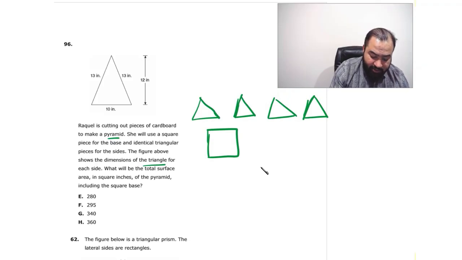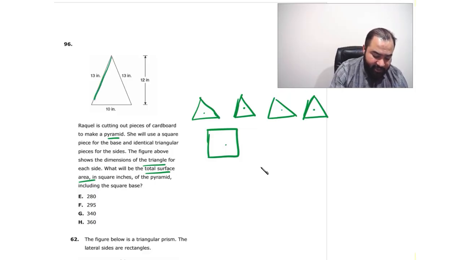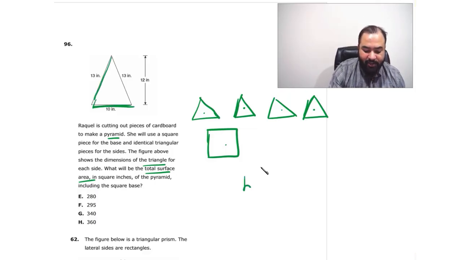Now what will be the total surface area? If you want to find the surface area, you can just find the area of each shape, all 5 of these, and add them. That will give you the surface area. So first of all, the triangle, the base is 10. You remember the formula for the area of a triangle? Yes, base times height divided by 2, or half base times height, same thing. So the base is 10. What is the height, guys?